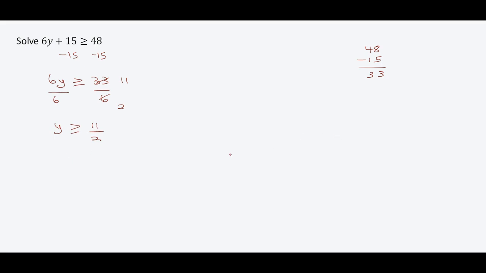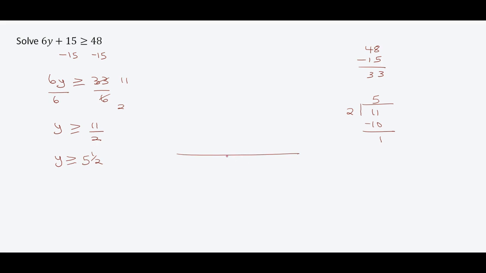And we can either write it in fraction or decimal. I like to use fraction more than decimal because fraction is more precise. And so what we're going to do here is we have 11 divided by 2 goes 5 times. 5 times 2, we have 10. And then we have a remainder of 1. So y is greater than or equal to 5.5.